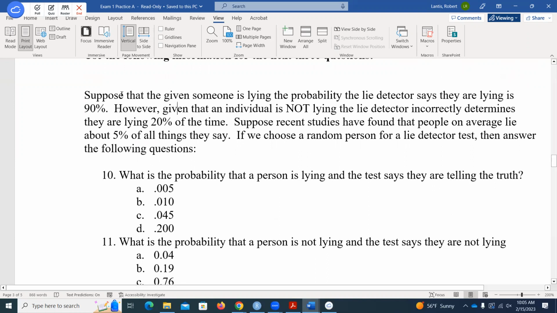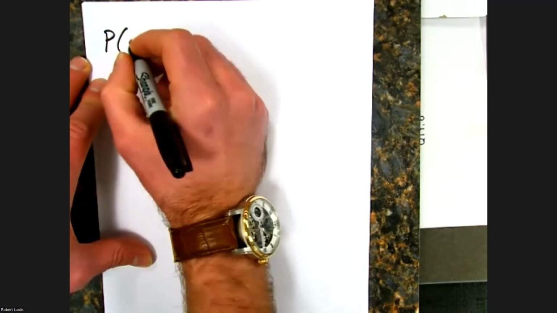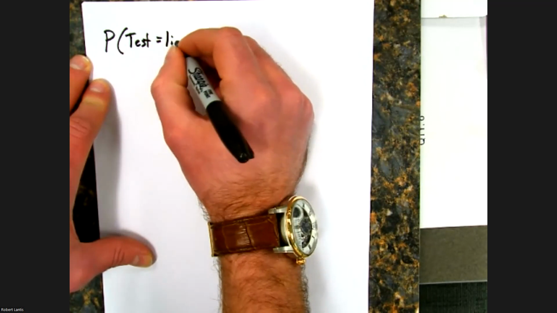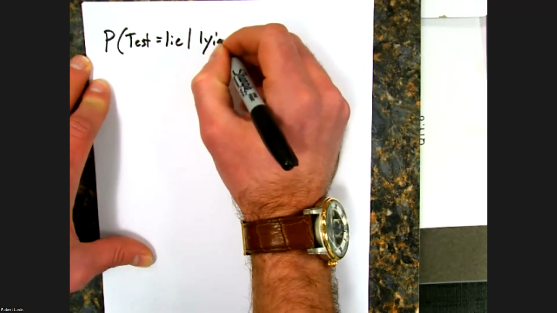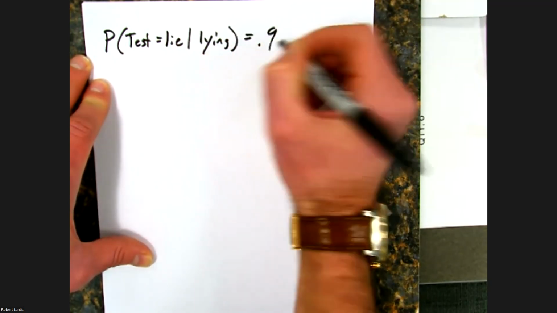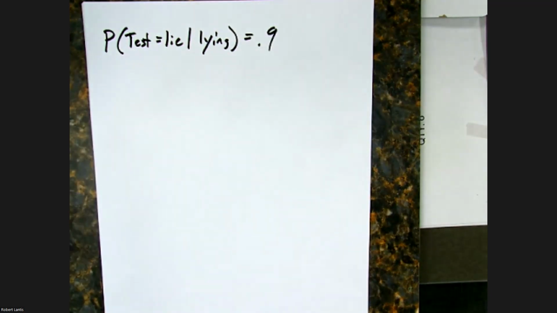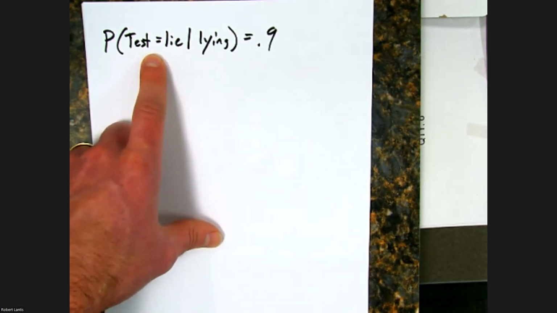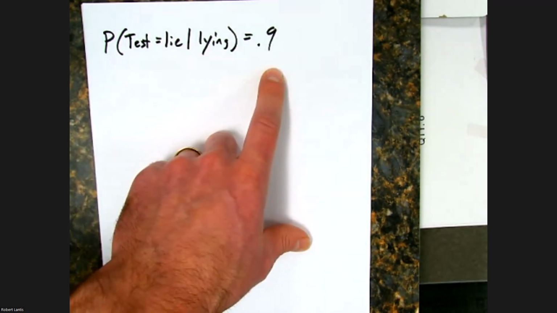So the information I'm given is that suppose that given someone is lying, the probability the lie detector test says they're lying is 90%. Right? Let's see if I can remember these as we work it. So I've got the probability that given that someone is lying, the test comes back that shows they're lying, this lie detector test, is a 90% chance.